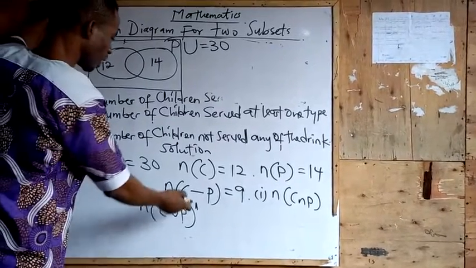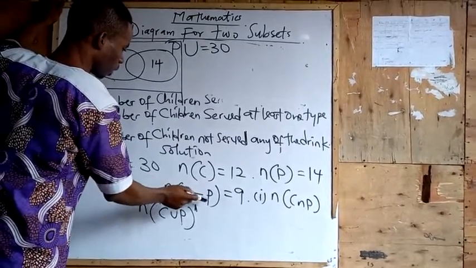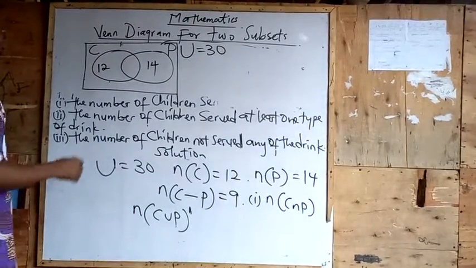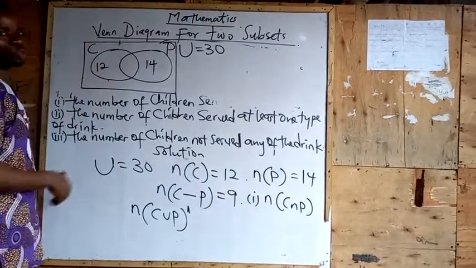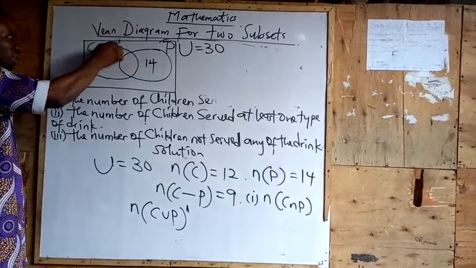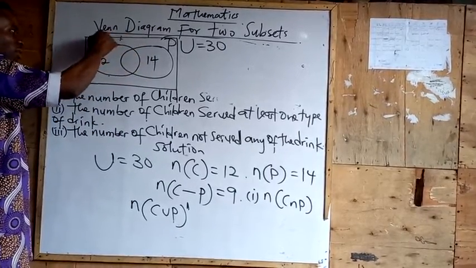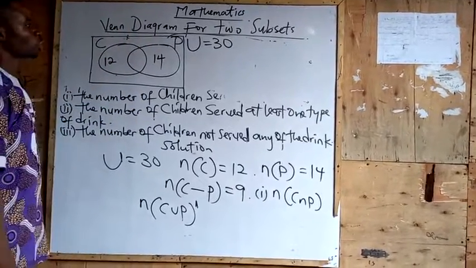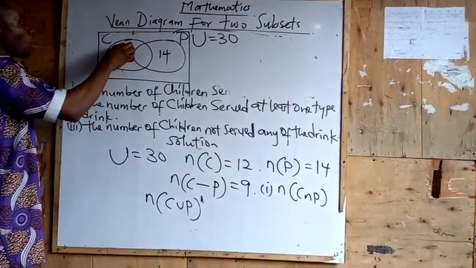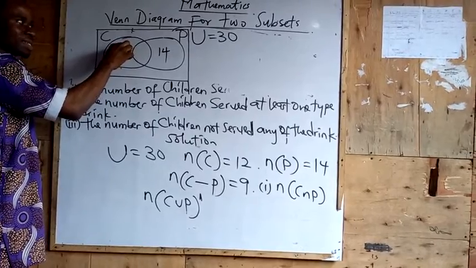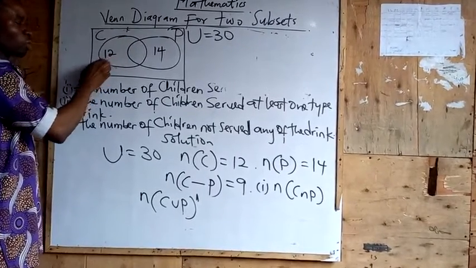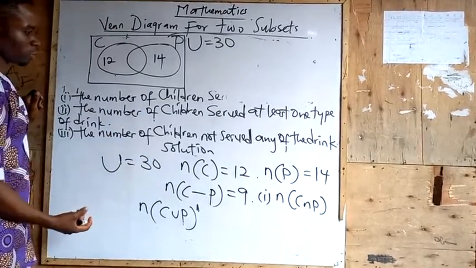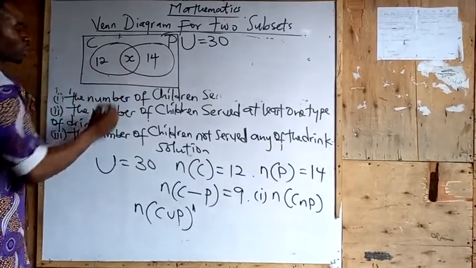He said Coca-Cola but not Pepsi is 9. Now, let me quickly say something here. When they say the number of Coca-Cola is 12, what does that mean? That means everything in this circle is the number of Coca-Cola. If I want Coca-Cola only, that means this place. Since they don't give us the number of the intersection, I will represent it as X.